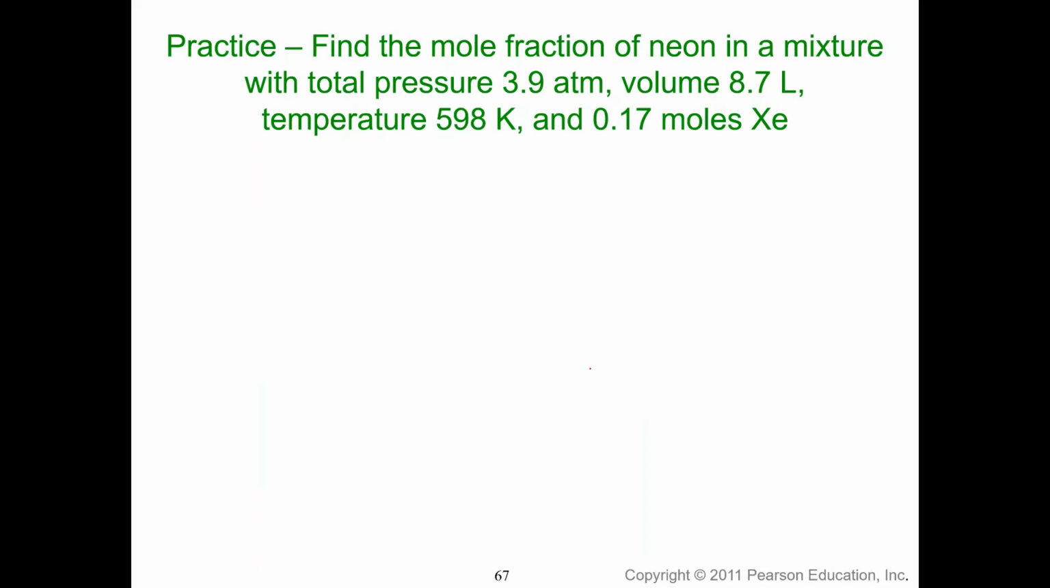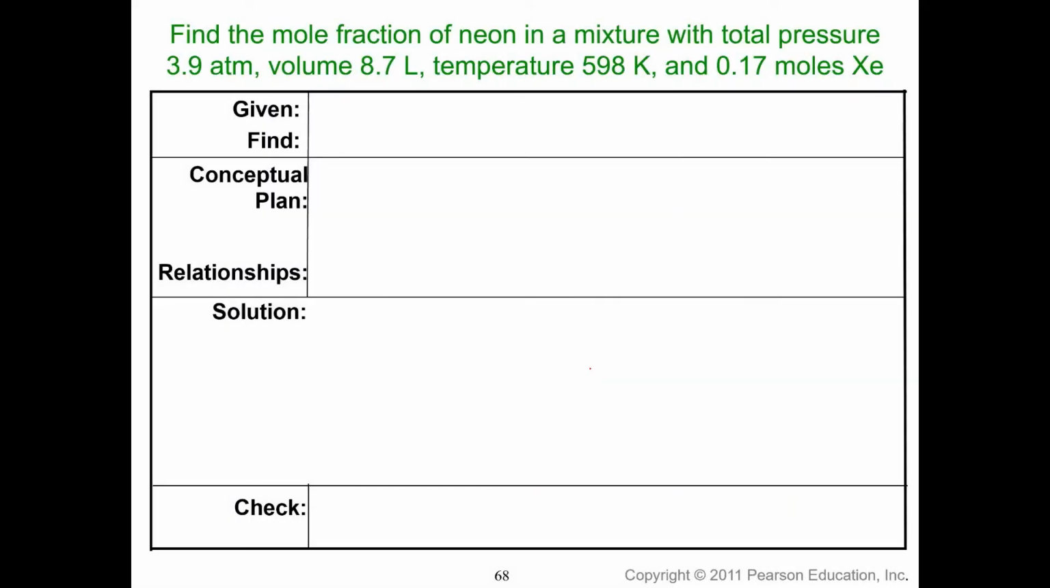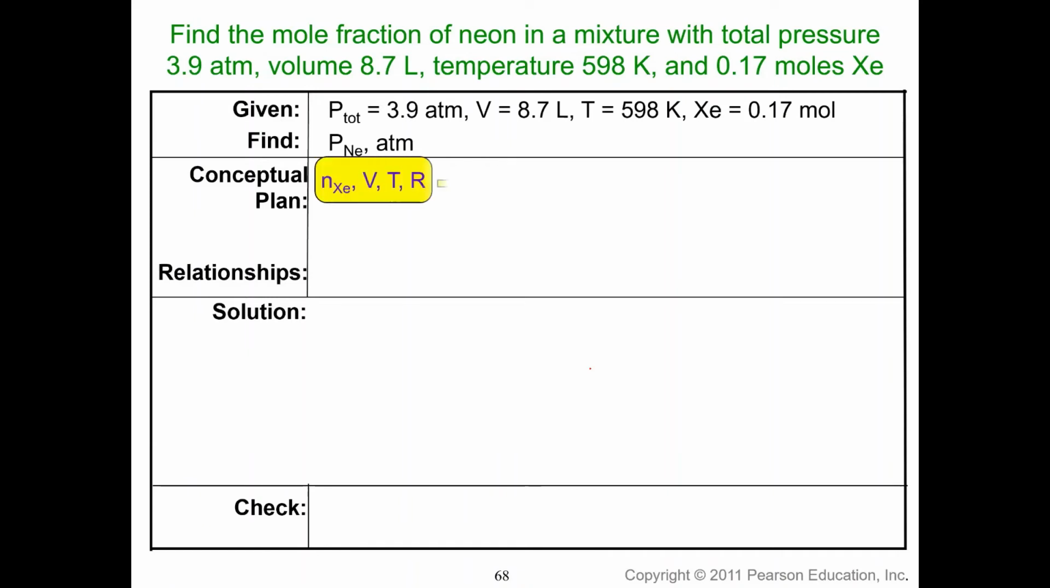All right, let's look at another problem. Find the mole fraction of neon in a mixture with total pressure of 3.9 atmosphere. Volume is 8.7 liter, temperature is given. And that gives us also 0.17 moles of what? Xenon. Let me break it down for you. So here we have the moles of xenon, I'm sorry, we can find the partial pressure of xenon.